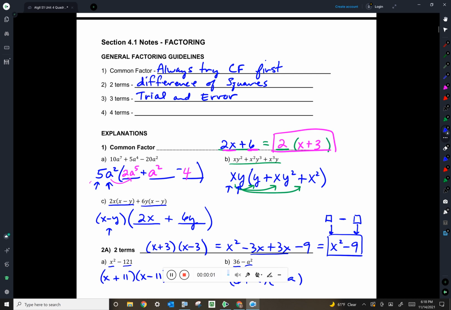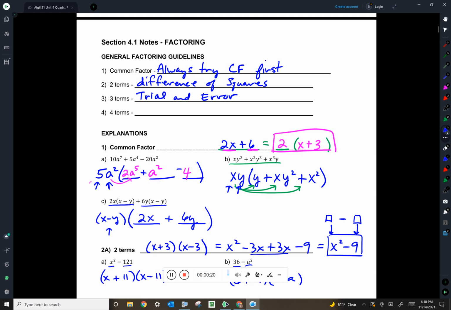So this video is going to pick up where we left off on section 4.1, and we're going to finish 4.1. Now, last time we talked about how when you're factoring, you should always try common factor first. We talked about difference of squares if you have two terms. We talked about trial and error if you have three terms.